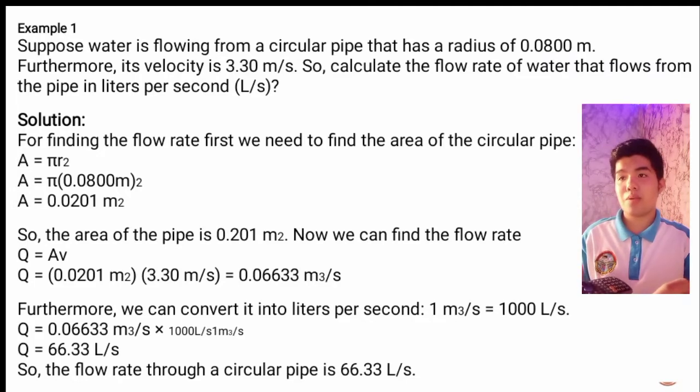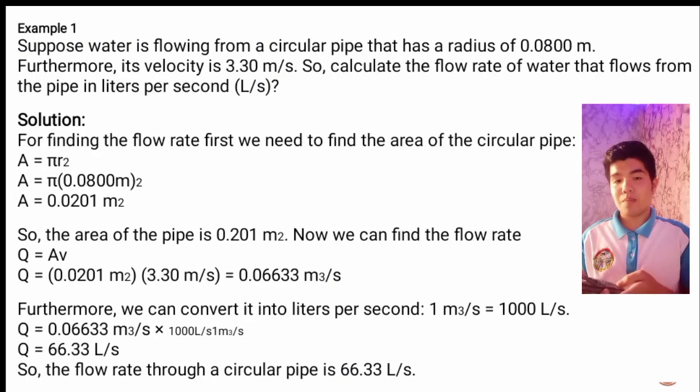Furthermore, meron pa siyang next na question. Calculate the flow rate of water that flows from the pipe in liters per second. So, naka-cubic meter pa lang siya. So, i-convert natin siya. Since ang 1 cubic meter has an equivalent of 1,000 liters per second. Ang gagamitin lang natin this multiplication lang din ulit.